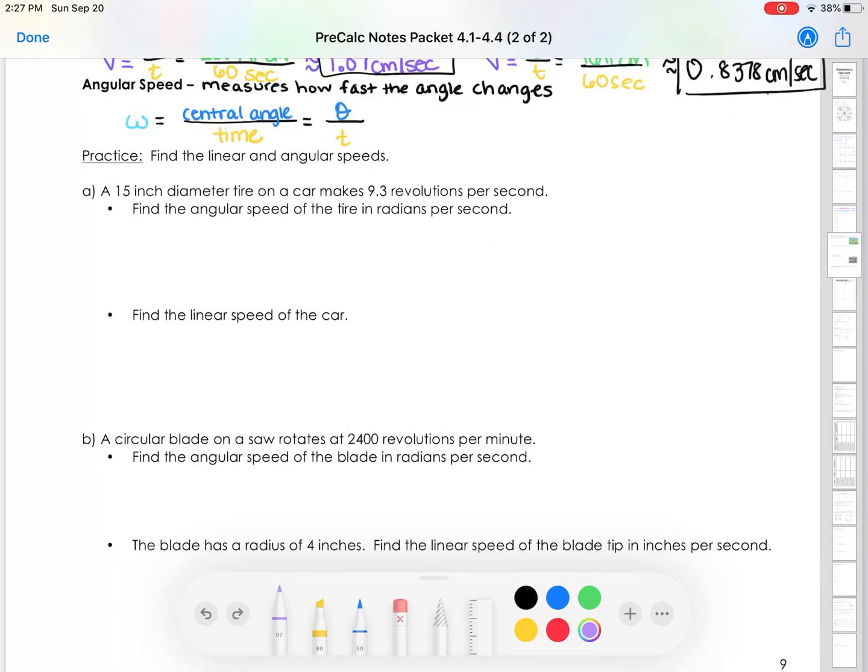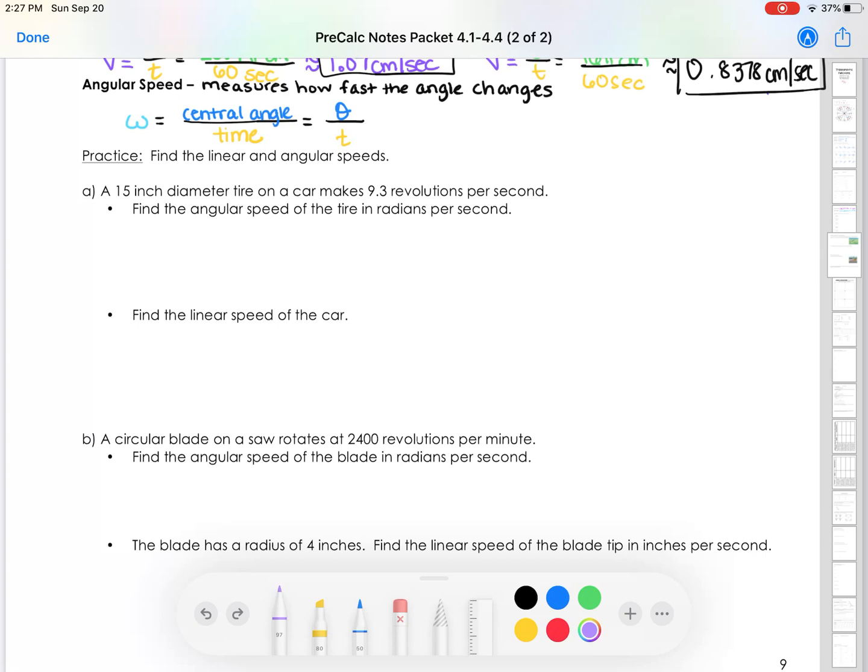All right, and lastly, angular speed. Angular speed measures how fast the angle is changing. So when we're looking at this, we're looking at omega, even though it looks like a W, it's the Greek letter omega. And we have a central angle divided by the time. The central angle, again, we want to make sure we're measuring in radians. So let's take a look at some examples.